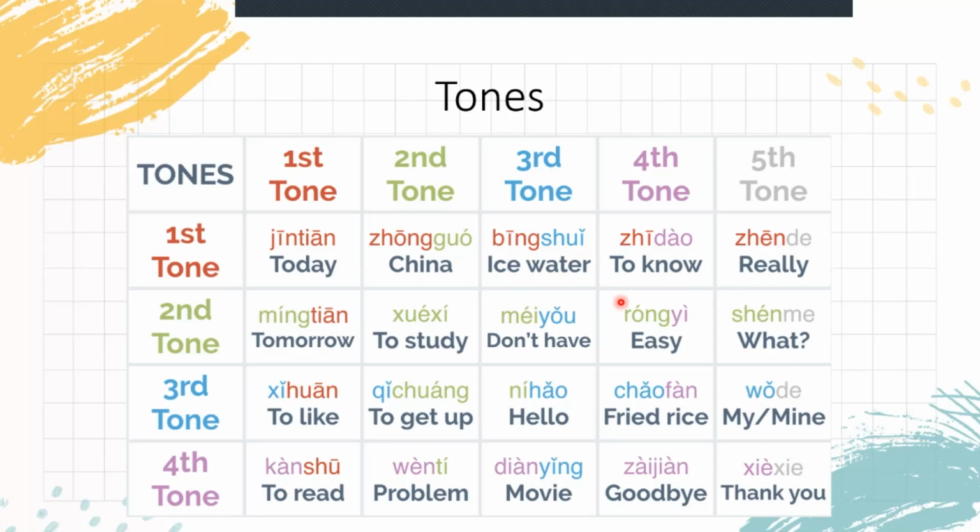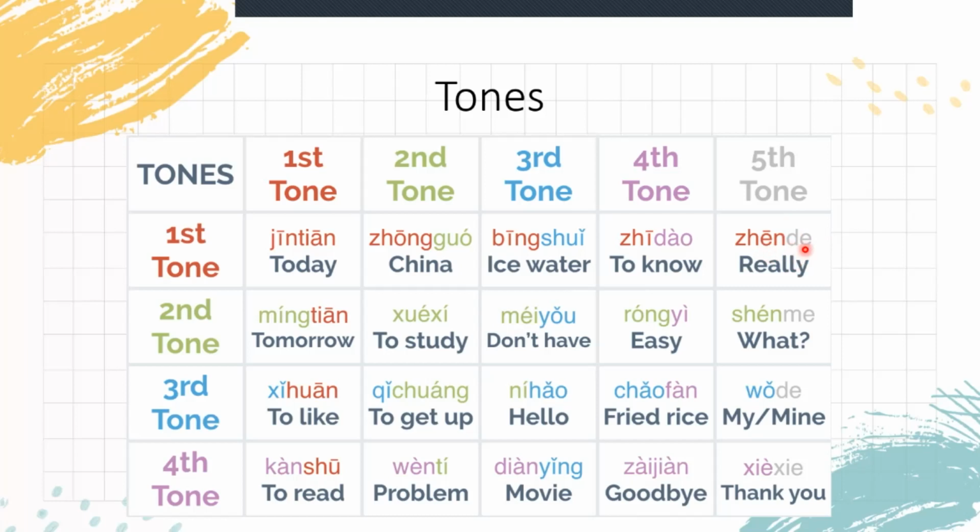We call it the fifth tone, but actually we call it the neutral tone. Okay, the neutral tone. So what is neutral tone? It means they don't have any tone on top of it. So you look at here, the words really in English, and you look at the final one, you see the gray color, DE, there's no tone on top of it. Okay, and this word normally we read it fast and short.